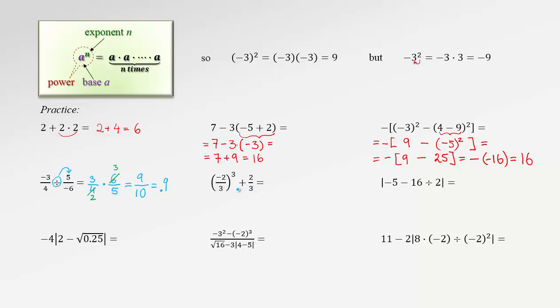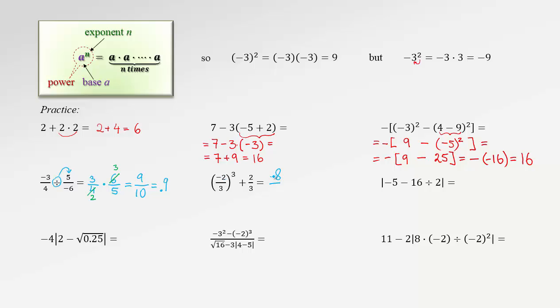Another example, we need to add two fractions, but we also have a power. So exponent needs to be performed first. And how do we cube a fraction? Well, we cube the numerator and we cube the denominator. So negative 2 cubed is negative 8, because it's like negative 2 times negative 2 times negative 2.